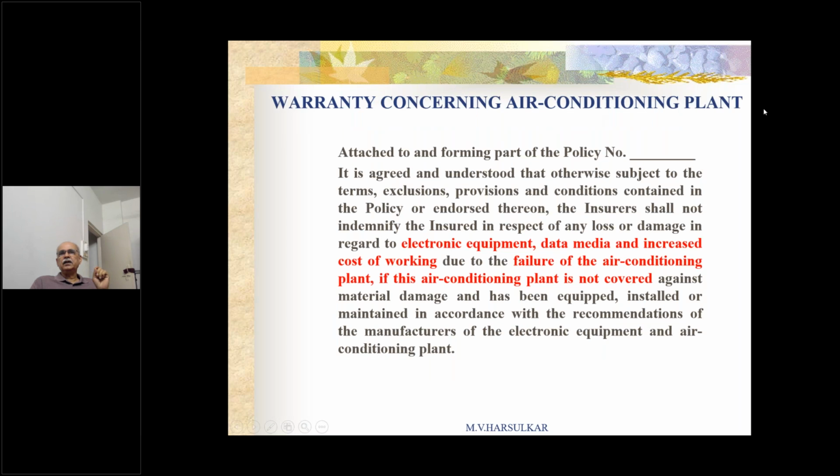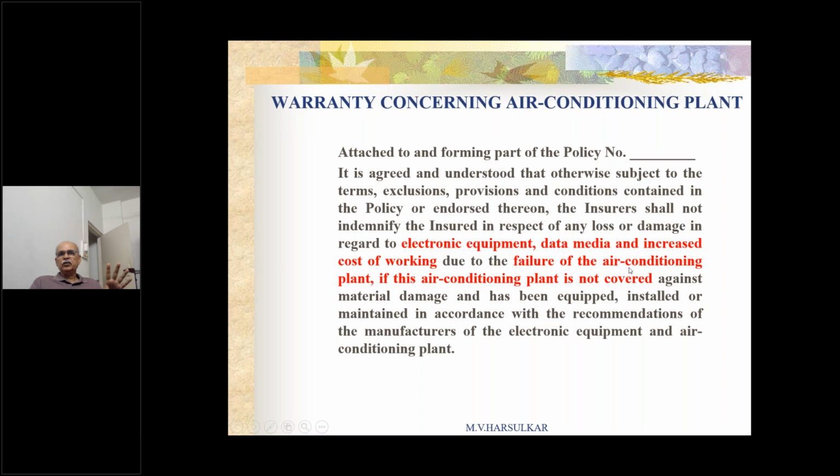Then warranty concerning air conditioning plant. Most of this warranty came because initially most of the electronic equipment was required to work in a controlled atmosphere, so an air conditioning plant was very much necessary. Today you may find some electronic equipment not working in air conditioning, but even today biomedical equipments require an air conditioning plant for working. So that warranty is for those things. So here again all three sections: electronic equipment, section 1, data media, section 2, and increased cost of working, section 3 of the electronic policy.